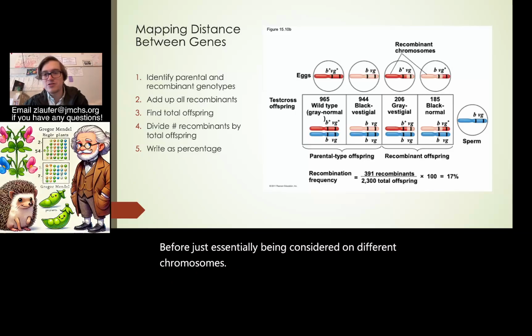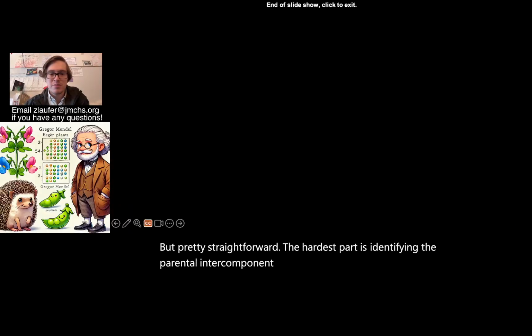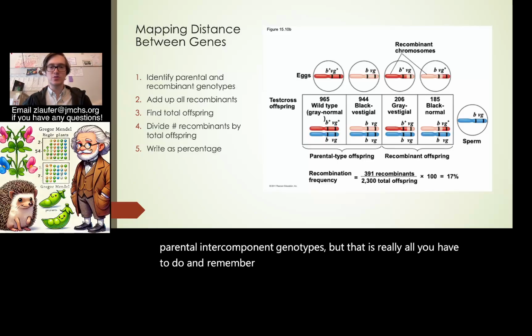But pretty straightforward. The hardest part is identifying the parental and recombinant genotypes, but that is really all you have to do. And remember that the percentage equates to a distance on the chromosomes. Last video of the unit, we'll do practice in class. I'll go over it more in class.